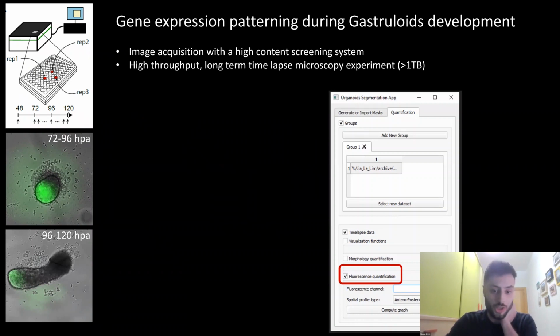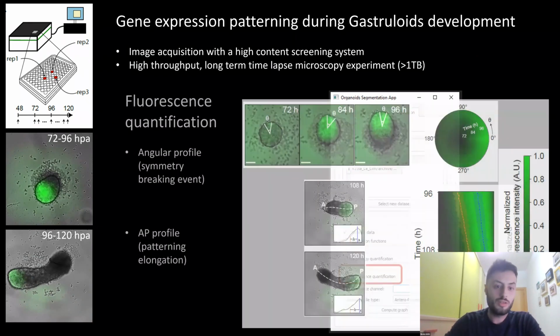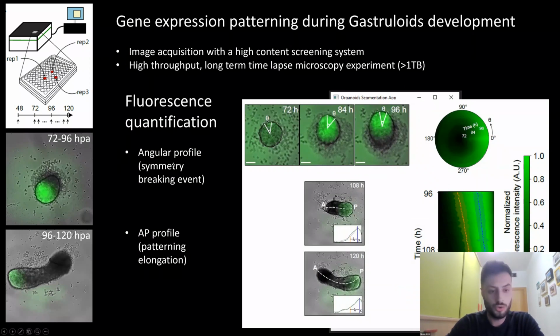Using the fluorescence quantification module of MOrgAna, which is built in parallel or on top of the morphological quantification module, we can then quantify these qualitative aspects that I just described. In particular, for the first 24 hours, one can use the angular profile to study the symmetry breaking event: when is the polarization determined, and what is the preferential direction of polarization? While in the next 24 hours, one can look at anterior-posterior profile patterning to study the patterning of the elongation. And this in particular allowed us to look at the proportion of the gastruloids, as they are elongating, that is still expressing this gene marker.